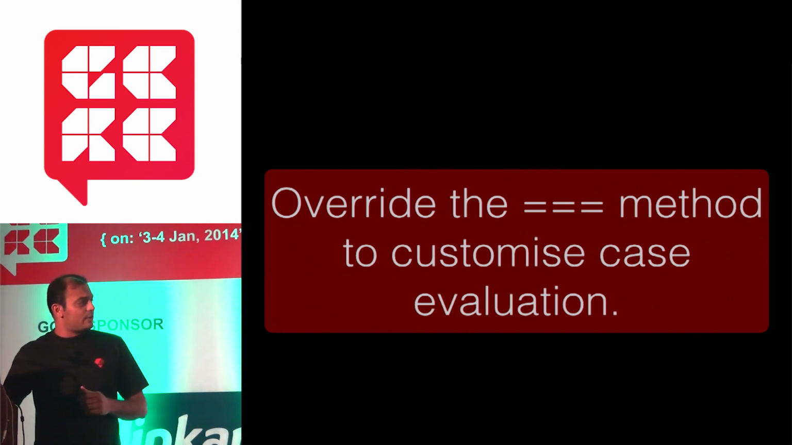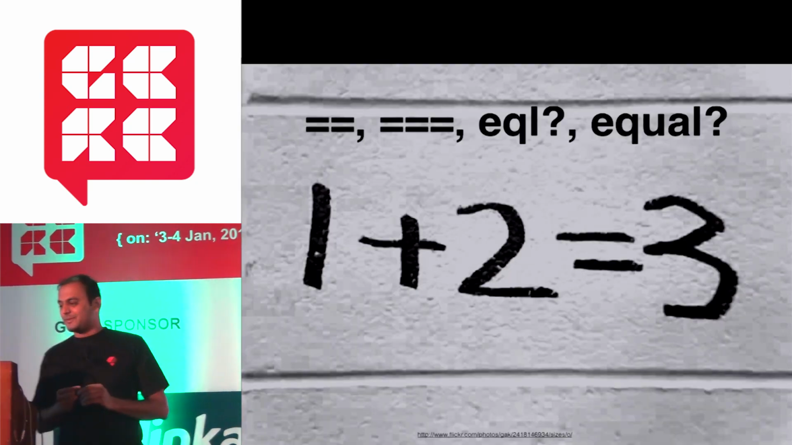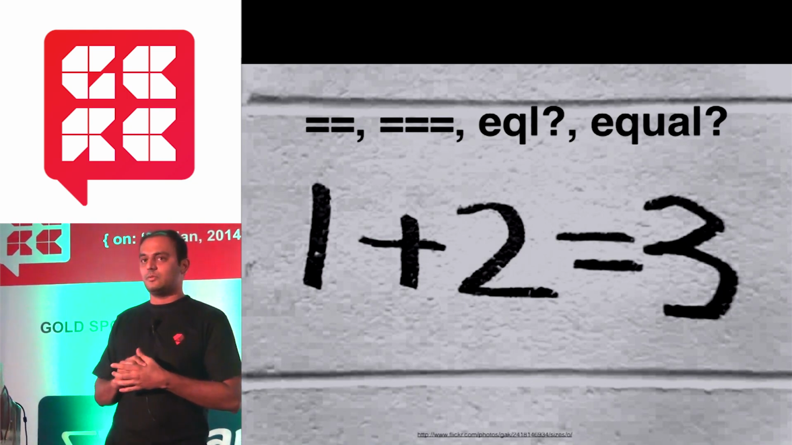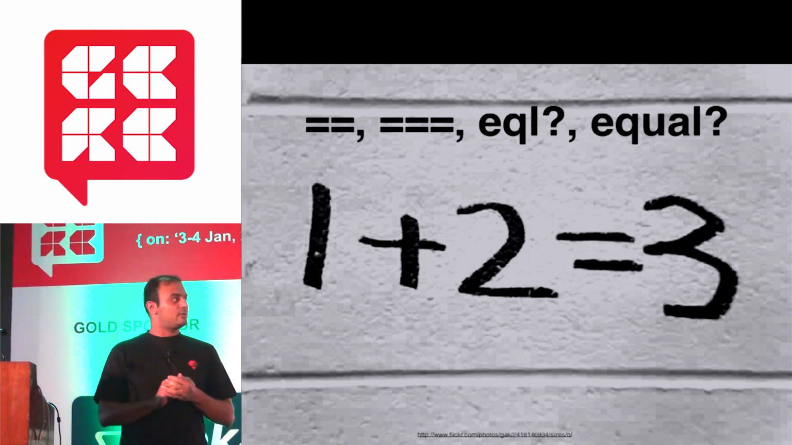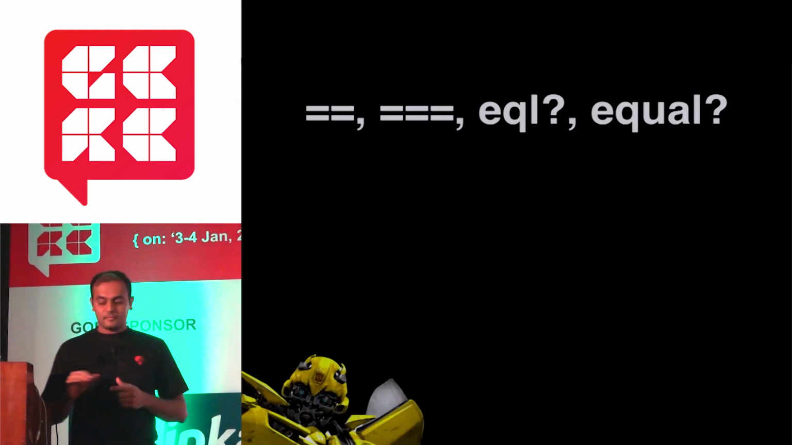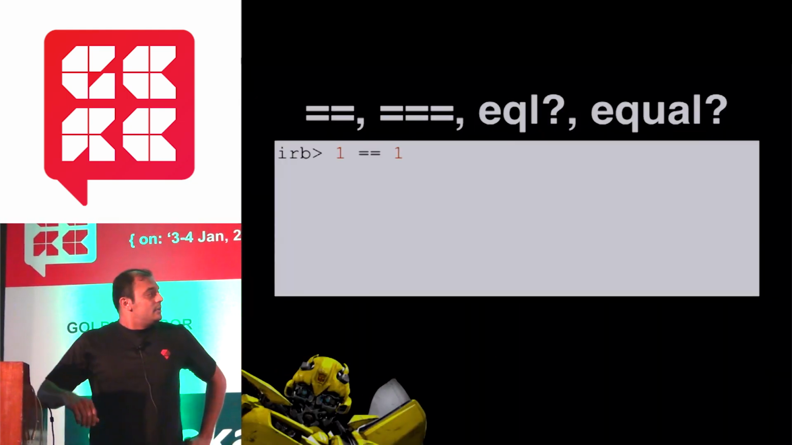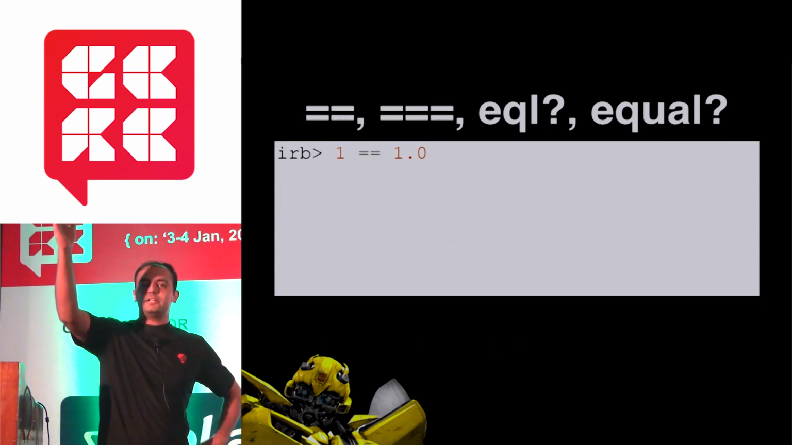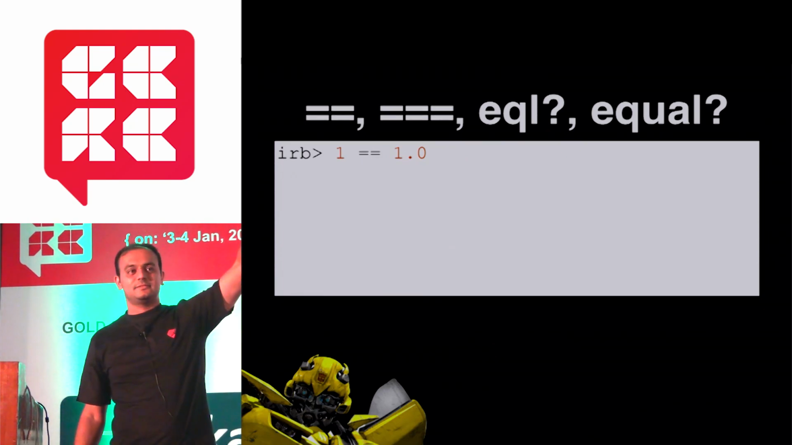Speaking of case equality operator, let's go to equality. How many of you know these symbols? There are operators, an equal question mark, an equal question mark. Let's have some fun. Any takers? Who all think the output is true? Who all think the output is false?